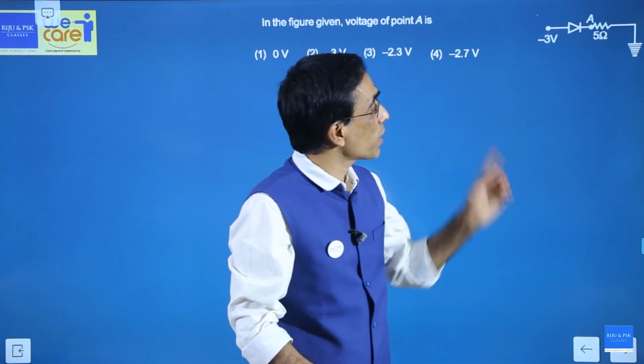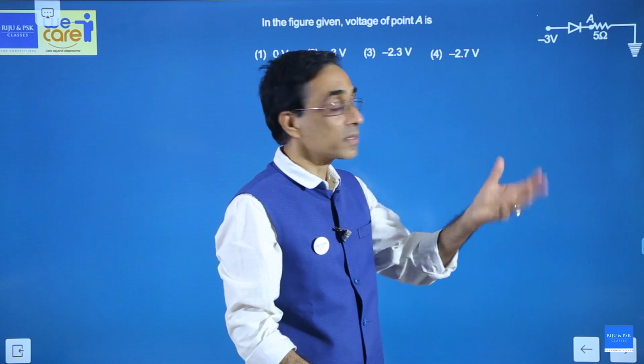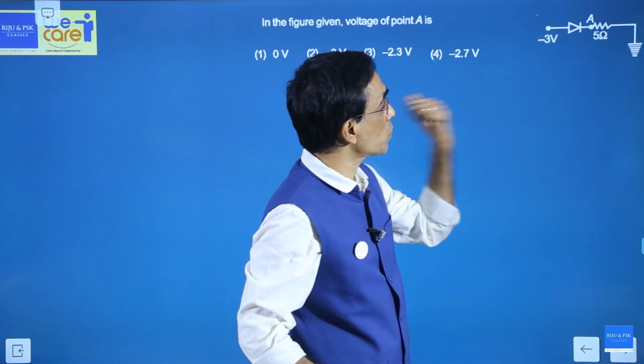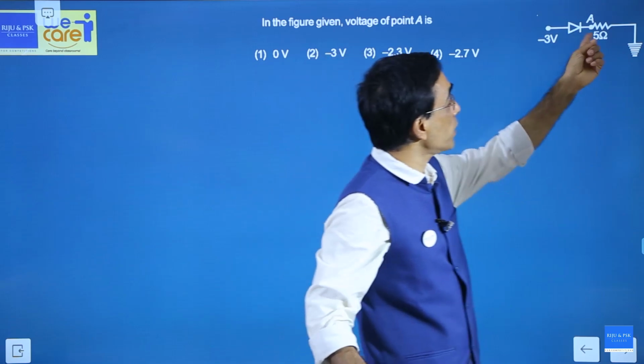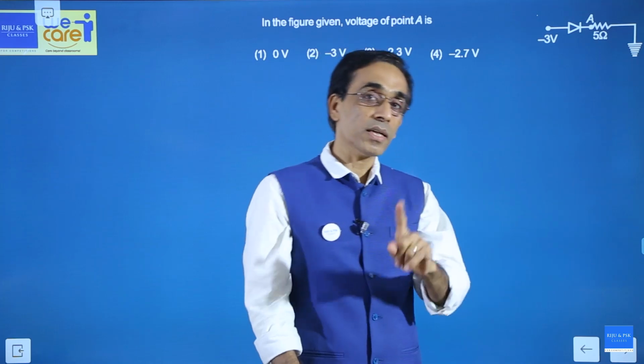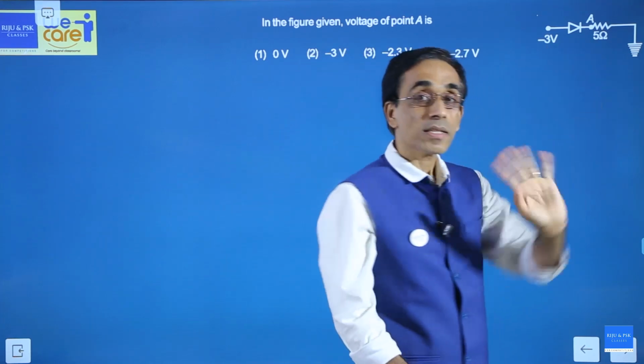This is reverse biased. Will it conduct? In reverse bias, the conduction is very small. You can say there is practically no current. The resistance is very high, infinity. So there will be no current flowing through the diode, and no current flowing through the resistor. If there is no current flowing through the resistor, then both sides are at the same potential.